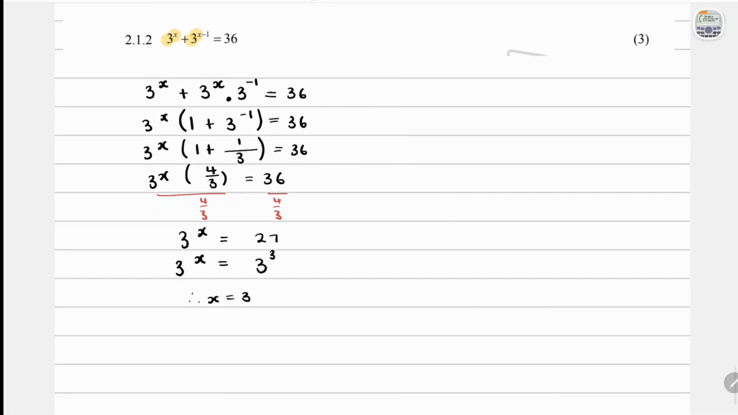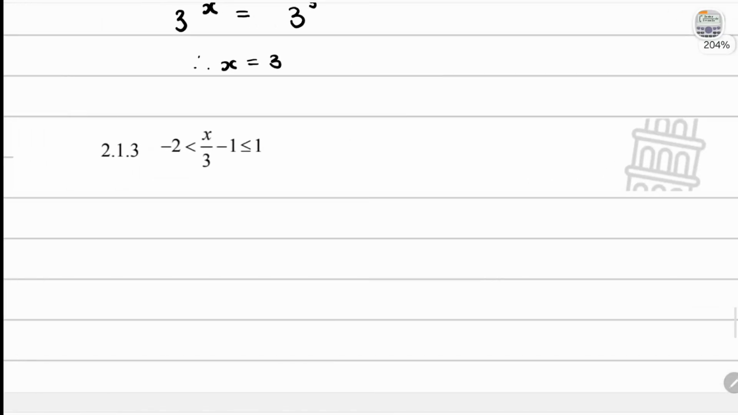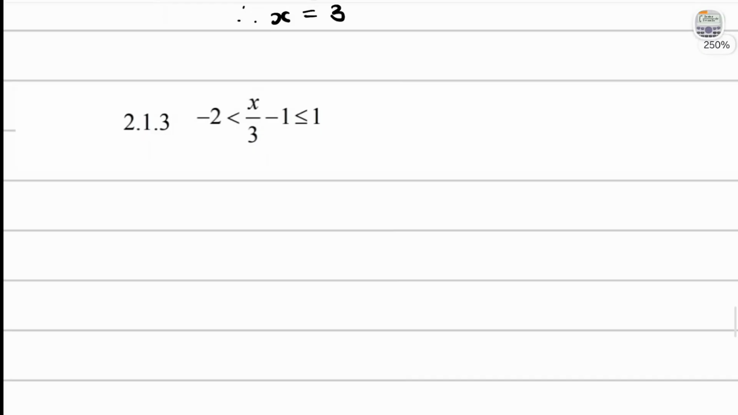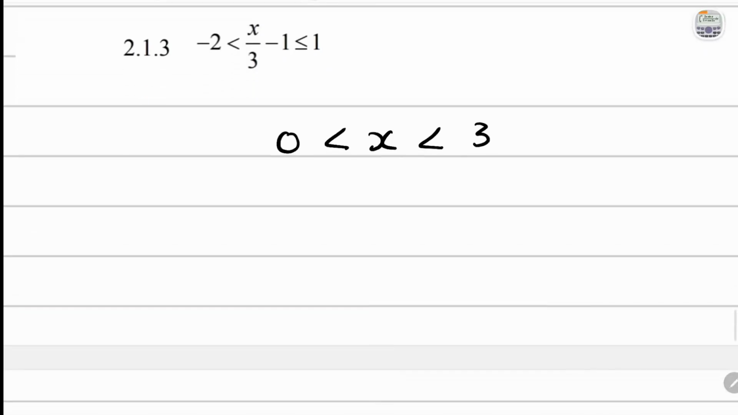Moving on to the next question. The next question, 2.1.3, we have an inequality, or really two inequalities. That's actually what this is. And we have to solve for x. Now, you don't have to separate the inequalities and then solve, okay? You can just solve it like this. Here's why I say these are two inequalities. This is kind of like saying x is greater than 0 but less than 3. These are actually two inequalities. You could have written them separately, but they're better written as one, okay? So this is actually the inequality.